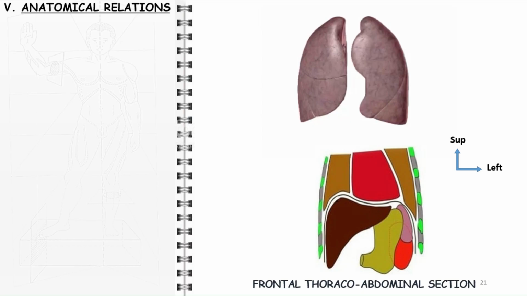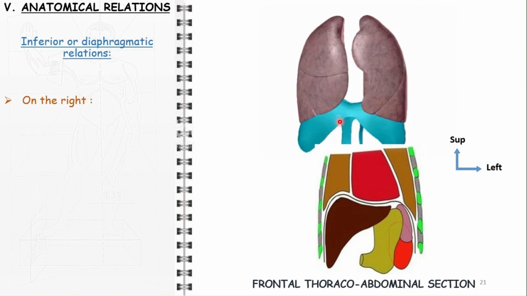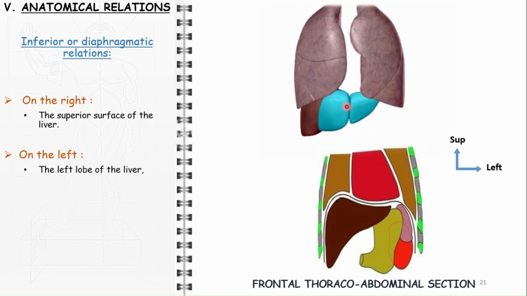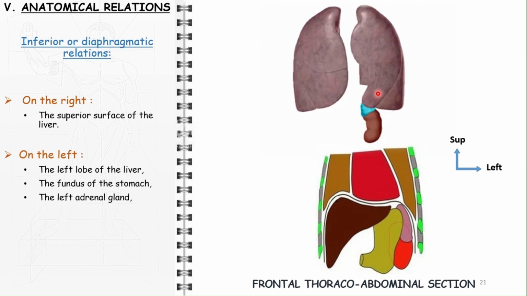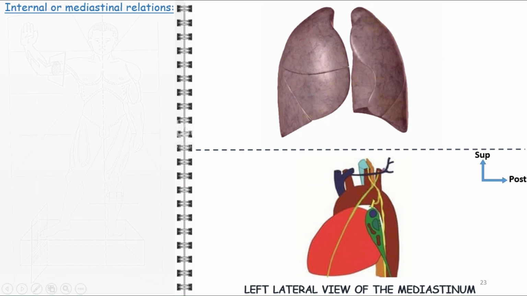Let's examine now the anatomical relations of the lungs and pleura. Starting with the inferior or diaphragmatic relations. Through the diaphragm, the inferior surface of the lung is in contact with, on the right, the superior surface of the liver. And on the left, from front to back, the left lobe of the liver, the fundus of the stomach, the left adrenal gland, the upper part of the left kidney, and the upper part of the spleen, more laterally. The medial surface of the lung is in contact with the various components of the mediastinum, which often leave an impression.